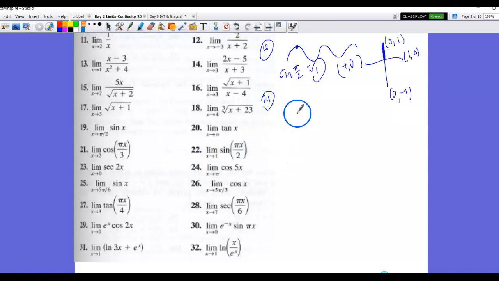21. Cosine is a continuous curve as well, so I have no breaks, gaps, or holes, so I don't have any discontinuity, so I can use direct substitution. So that would give me the cosine of 2 pi over 3.